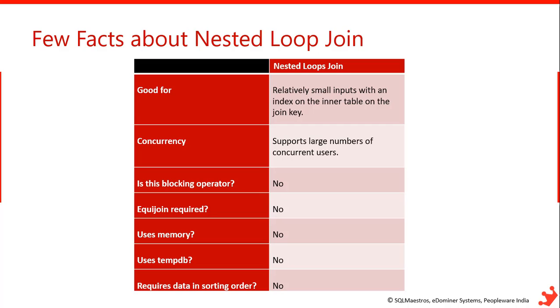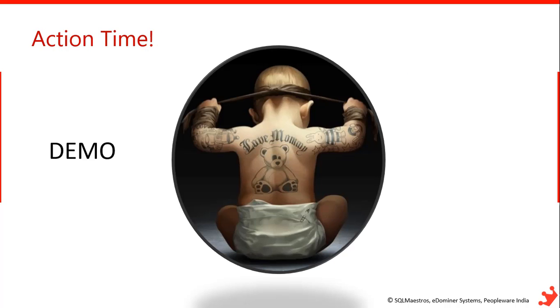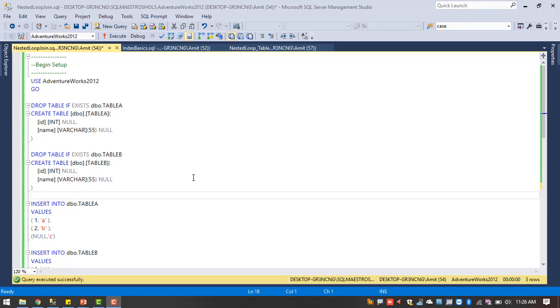It won't use memory and it won't use TempDB, and it does not necessarily require the data in sorted order, as we have seen in the earlier example of how nested loop join compares one data set with another. So the algorithm is in such a way that it doesn't need data in sorted order. So these are a few facts about nested loop join. Without any delay, let us go back and see a few examples in action. Let us see the examples.